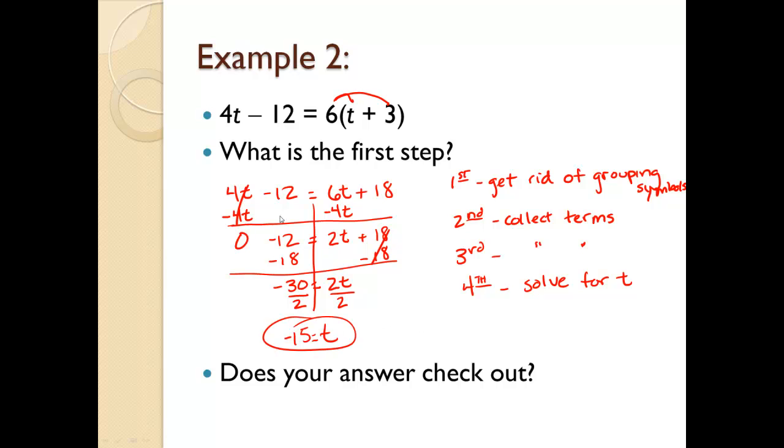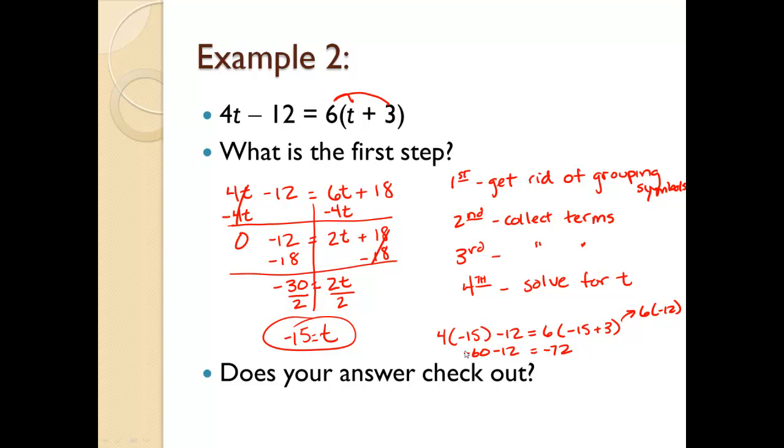Now let's see if it checks out. 4 times negative 15 minus 12 should equal 6 times negative 15 plus 3. So 4 times negative 15 is negative 60 minus 12. Now, I would do the parentheses first. So negative 15 plus 3 is negative 12. So that's 6 times negative 12, which is going to give you negative 72. Negative 72. So it's negative 60 minus 12, negative 72.